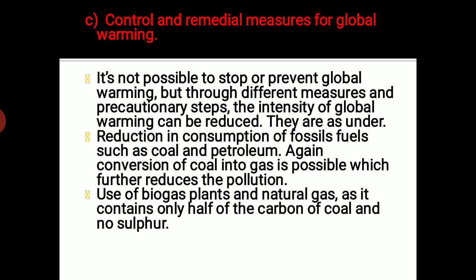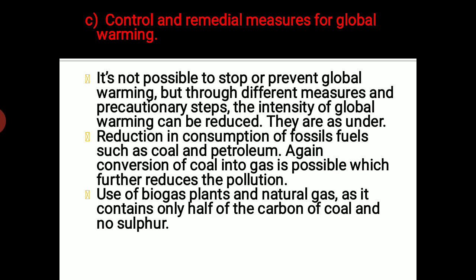તો if we reduce the amount of fossil fuels, that means fossil fuels, coal, petroleum, એનો આપણે વપરાશ થોડો ઓછો કરીએ, instead we turn up into such kind of natural gases જે green house gases ઓછું રિલીઝ કરે, તો એના દ્વારા we can control the global warming.